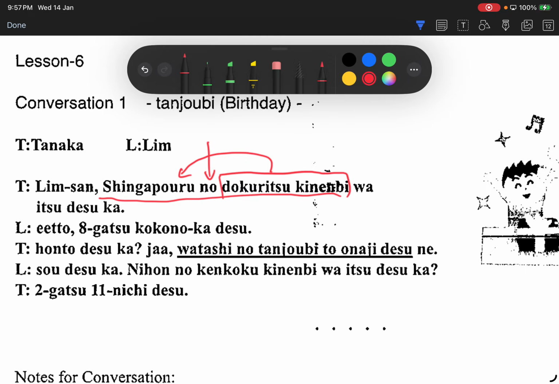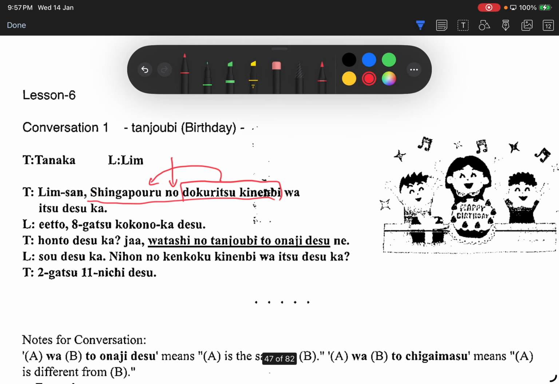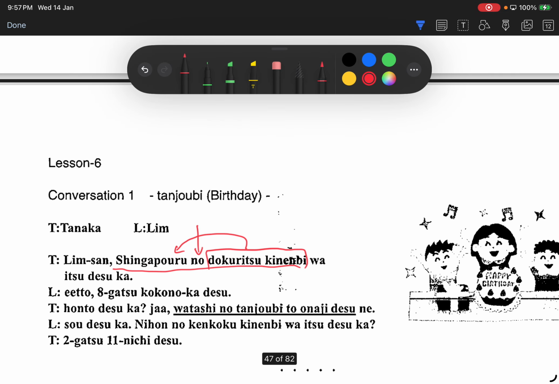Oh, they're right, down there. Because you read down there. But however, 独立記念日 doesn't mean National Day. This is why I'm here, this is my job, to explain to you. So 記念日 simply means anniversary. In Chinese we say 纪念日, right? So it means anniversary. 独立 doesn't mean national.